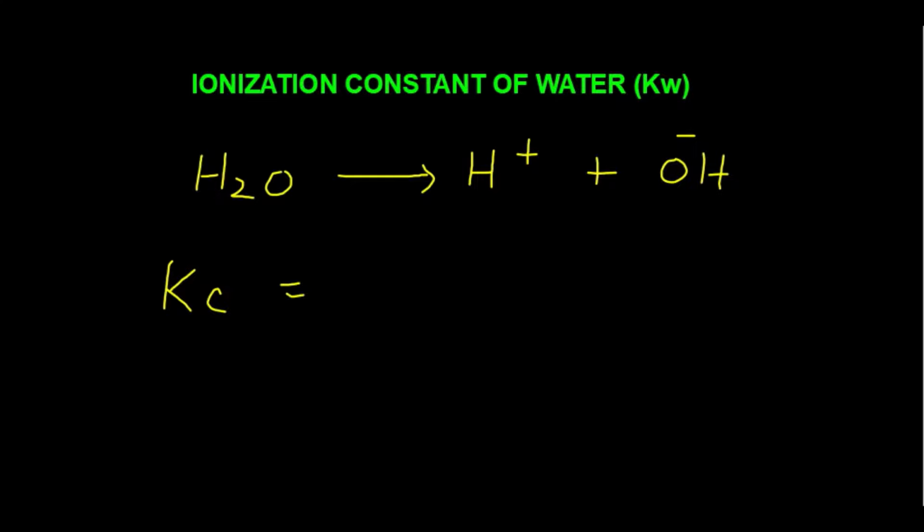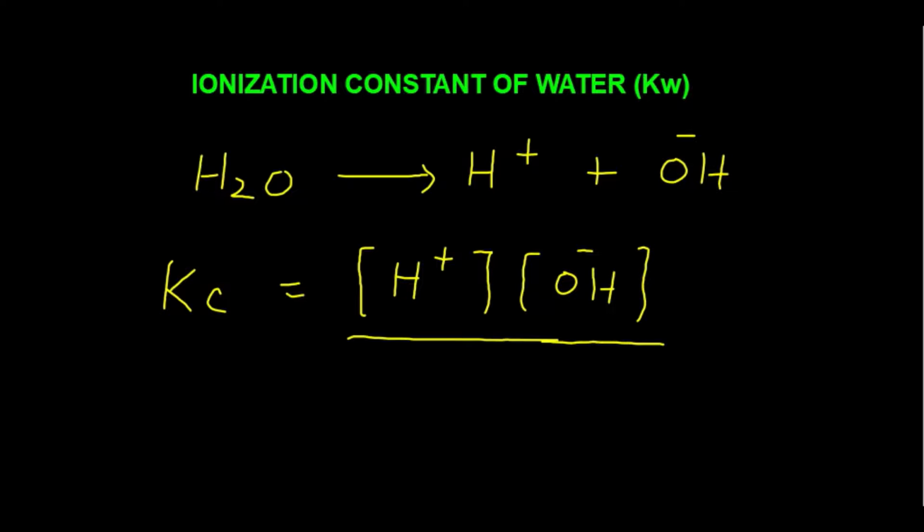Students, here what are the products? Hydrogen ion and hydroxide ion, they are the products. So the products should be written as the numerator in square brackets. The square bracket shows the molar concentration of the product in moles per cubic decimeter. So we write the molar concentration of hydrogen ion times the molar concentration of hydroxide ion over what is the reactant here? The reactant is the water molecule, so the molar concentration of water.